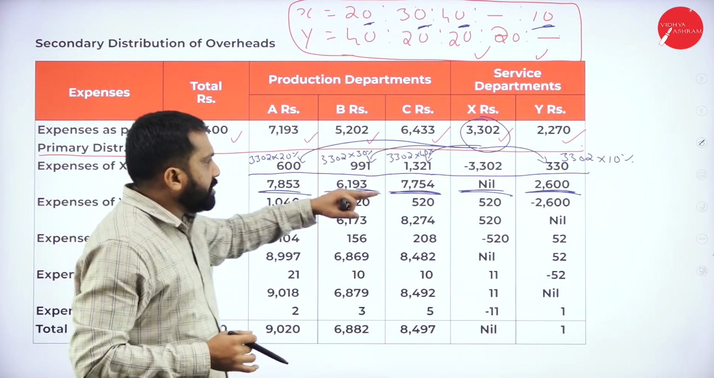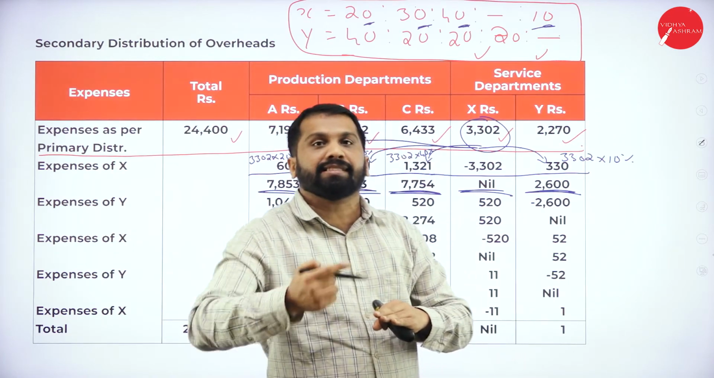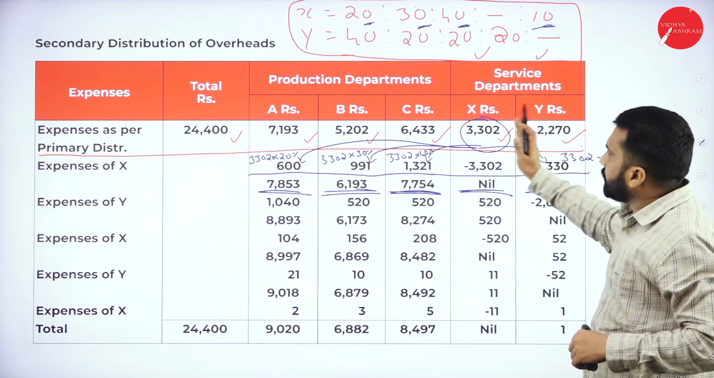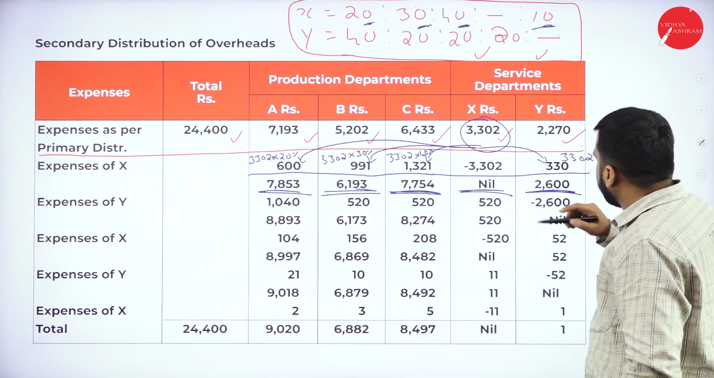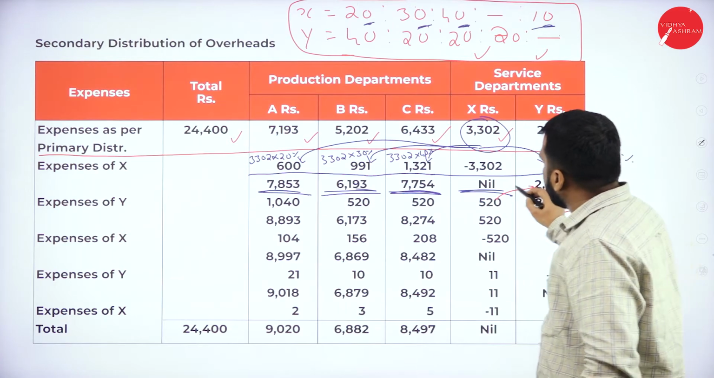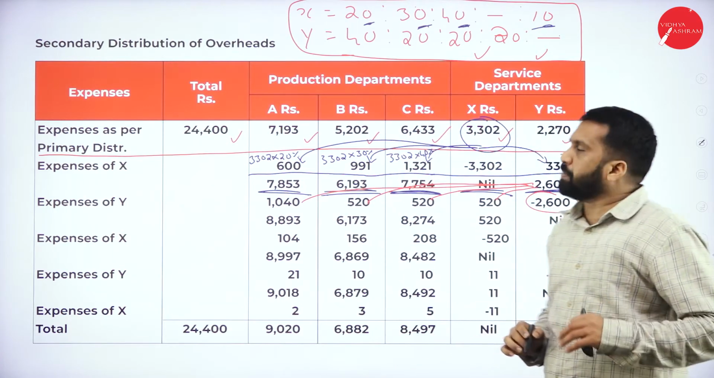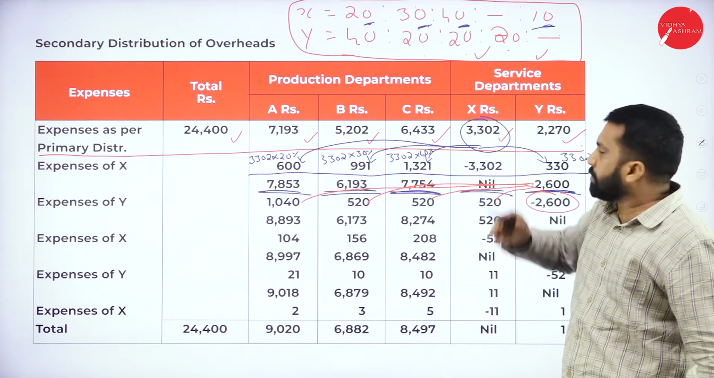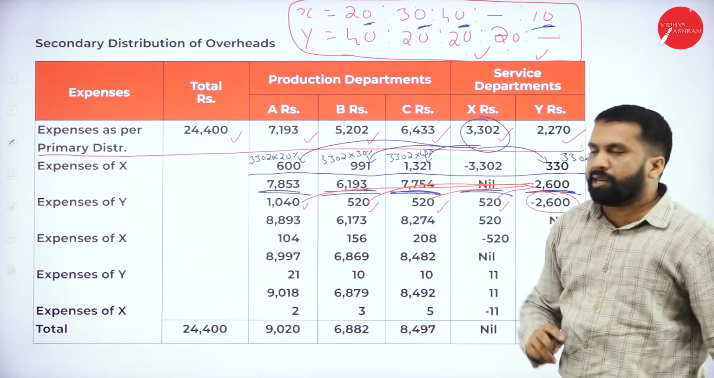Now, once you're done with X, what is the next procedure? Take Y, the second service department. Now, we can distribute only to the service department. You cannot touch the production department. Now, we have 2600. This amount has to be distributed to 1, 2, 3, 4. What is the percentage? 40%, 20%, 20%, 20%. See, 520, 520, 520. It is 1040.